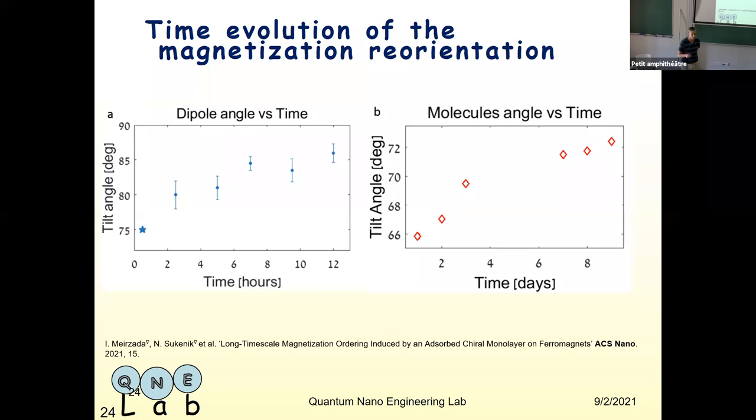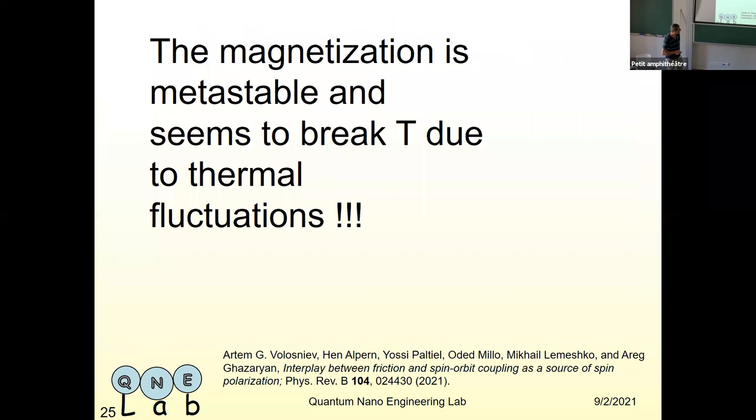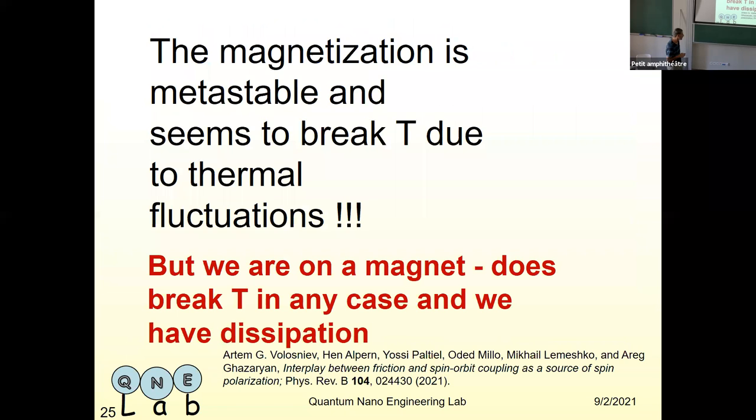So the exchange forces are quite strong with this kind of force. And if you want to ask yourself how strong those exchange forces are, we can also measure this, and this is the next measurement I want to show. So the magnetization is metastable and seems to break T due to thermal fluctuation or something else. But we are on a magnet and we have dissipation, so we are not in an equilibrium state.